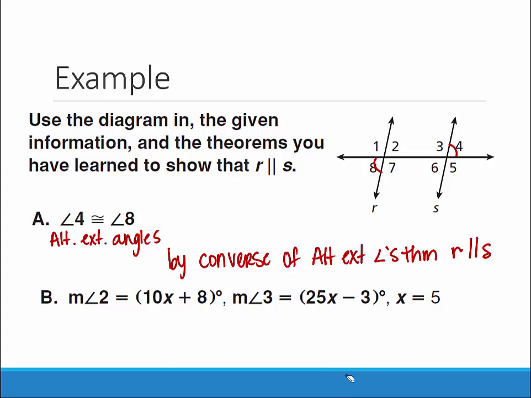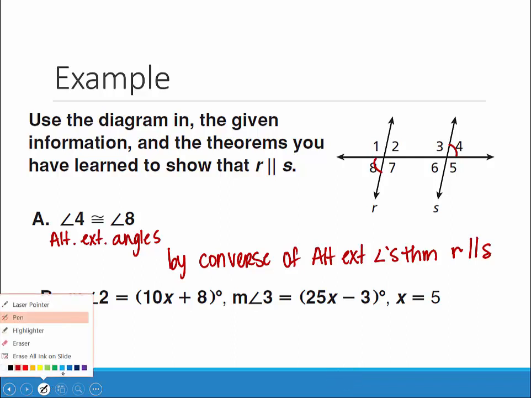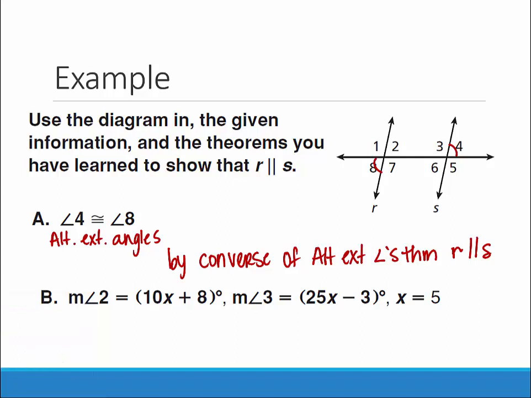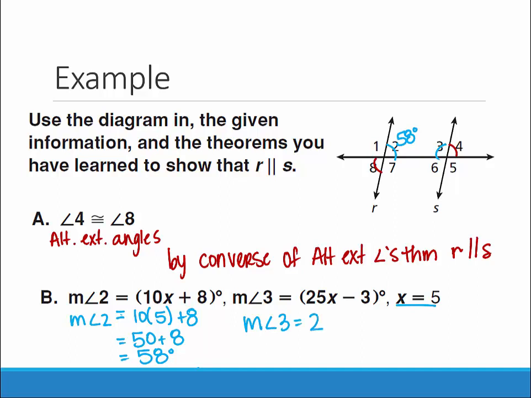Now the next one's a little harder because again we have a little bit of algebra to do. They're talking about angle 2 and angle 3. So let's plug in what we know x is. The measure of angle 2 is 10 times 5 plus 8. That is 50 plus 8, or 58. So we can put that up here. And then the measure of angle 3, plug in what we know. 25 times 5 is 125. Take away 3 is 122.